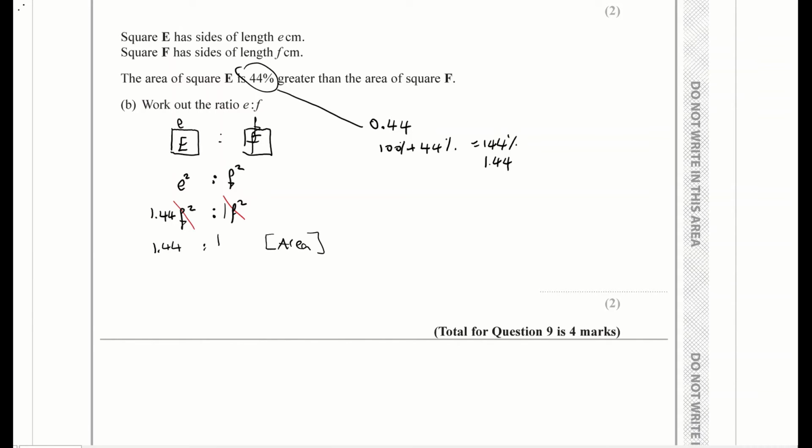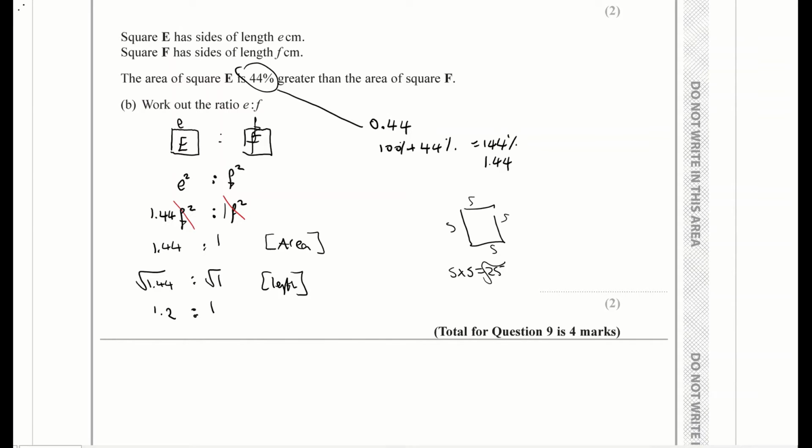But the question wants us to work out the ratio of E is to F, so that's length. So in order to go from an area to a length, I need to get the square root. So the square root of something will turn the area into a length. So think about a square of 5, 5, 5, 5. The area there is 5 by 5, which is 25. But to get back to 5, I get the square root of 25. So that's the same here. So the square root of 1.44 is 1.2, is to the square root of 1, which is 1.